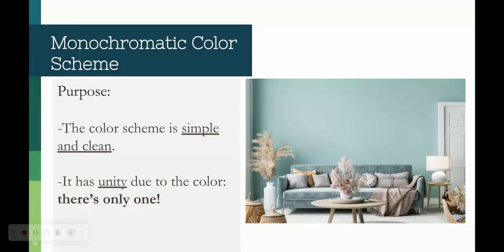The purpose of monochromatic color scheme is it's simple and clean. It has unity due to the one color. There's only one. So in this example here of this interior design, yes, there are some neutral beiges and whites, but a lot of the color is this kind of dull blue-green color. There's a lot of it, and it creates a sense of unity, and it's very calm.